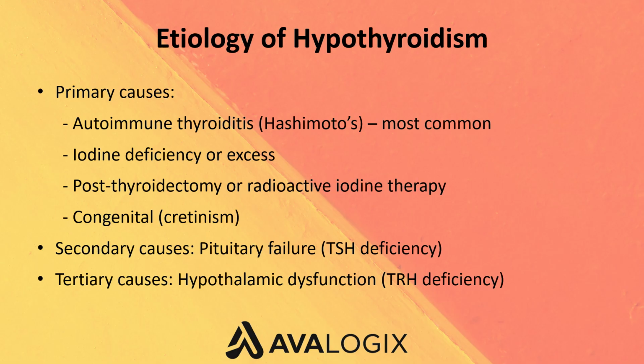Secondary hypothyroidism is due to pituitary failure from tumors, trauma, or infiltrative diseases reducing TSH secretion. Tertiary hypothyroidism arises from hypothalamic dysfunction affecting TRH secretion. Drugs such as amiodarone, lithium, interferons, and tyrosine kinase inhibitors can induce hypothyroidism by various mechanisms, including direct thyroid toxicity or altered hormone metabolism.